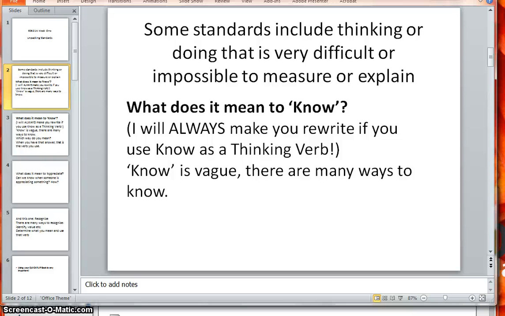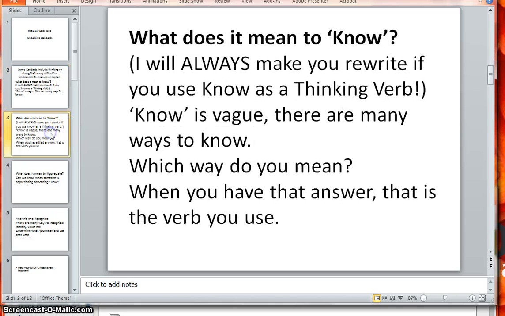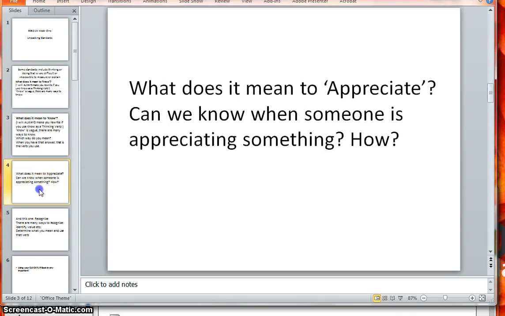So if you're writing objectives that say know, I will make you rewrite those. Do we mean can retell? Do we mean can explain? Do we mean can describe? Those are ways we get at knowing. So we don't want to use that know verb in our objectives and when we unpack our standards. So I was saying, know is a vague term. There are many ways to know. So what do you mean? When you have the answer, if I ask you the question, what do you mean to know? When you have the answer, that's the verb you use.